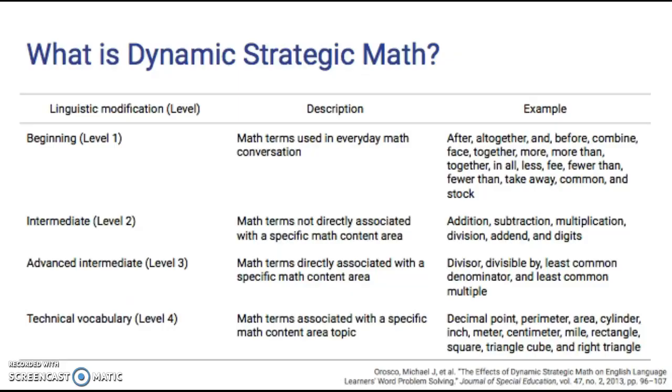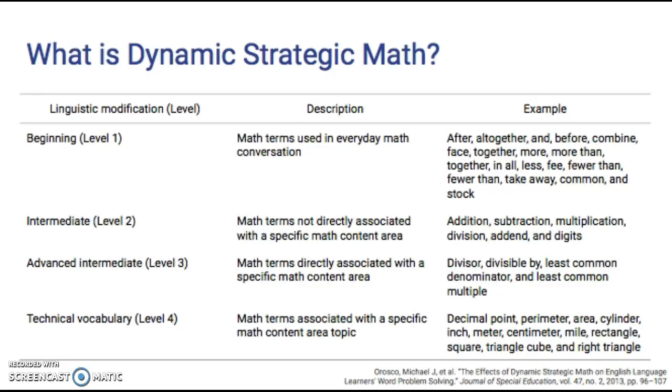So what is dynamic strategic math? Dynamic strategic math breaks down word problems into 4 levels to recognize where the student lacked the knowledge to produce the correct answer in a word problem. The 4 levels go from beginning to intermediate to advanced intermediate and finally technical vocabulary.